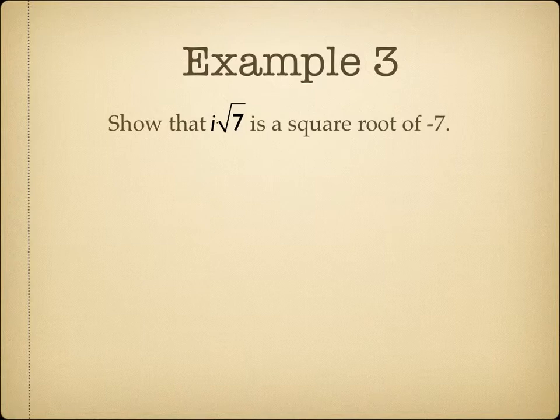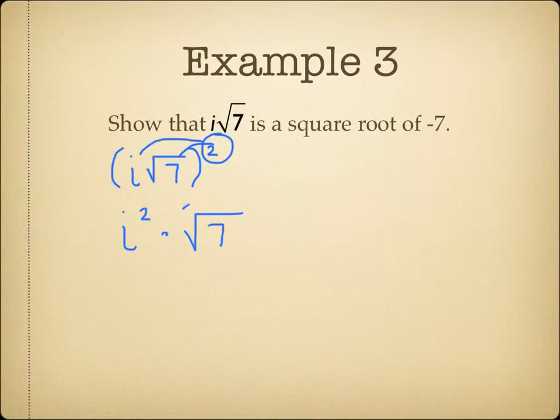Okay? So I'm going to say i square root of 7 squared. I'm going to start with that. I'm going to take it and square it. Well, what that's really going to do is that's going to square the i, and it's going to square the square root of 7. So I'm going to turn that into i squared times the square root of 7 squared.